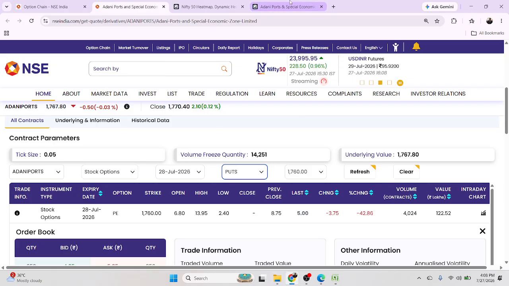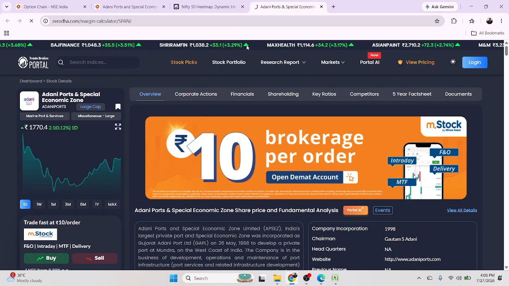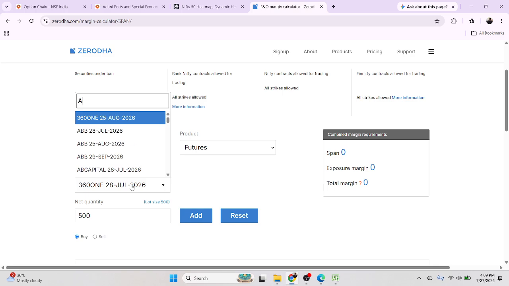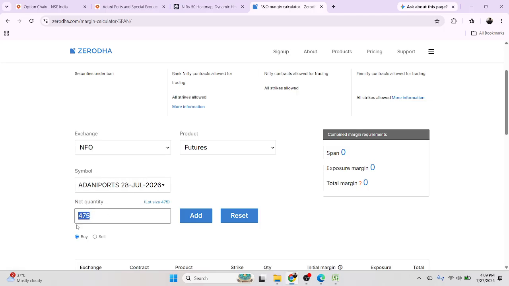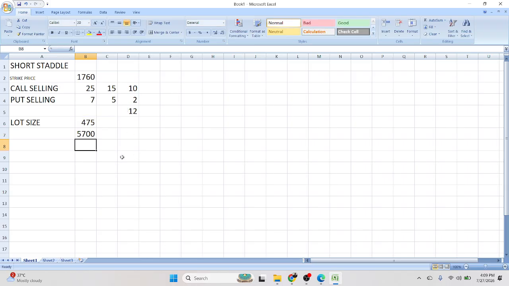And the lot size of Adani Enterprises, Adani Port, sorry, is 475. So 475 is the lot size. 475 multiplied by 12 is your profit. You can make 5700.